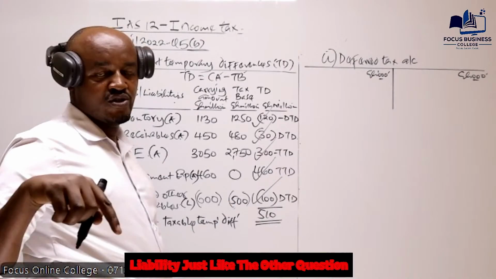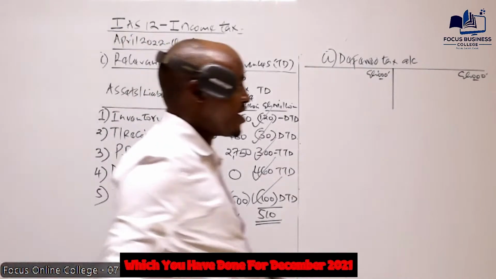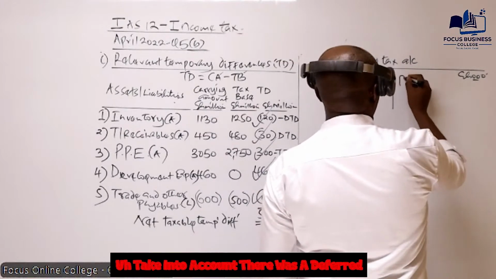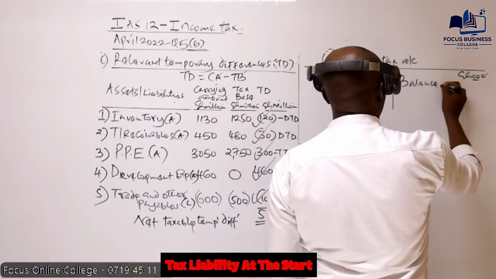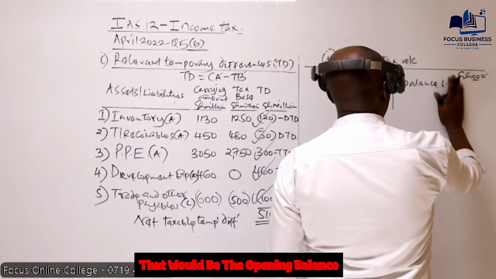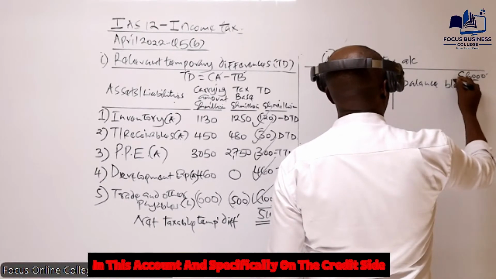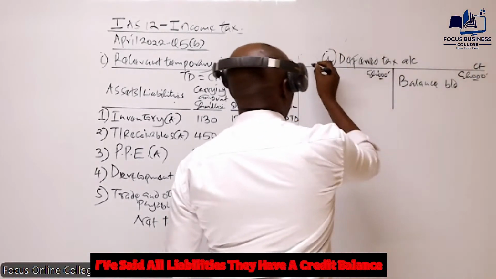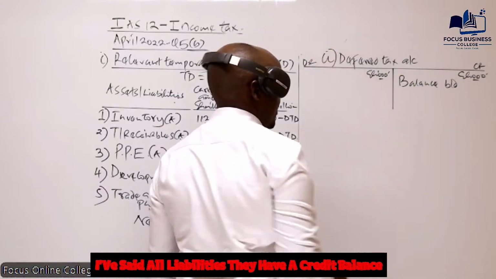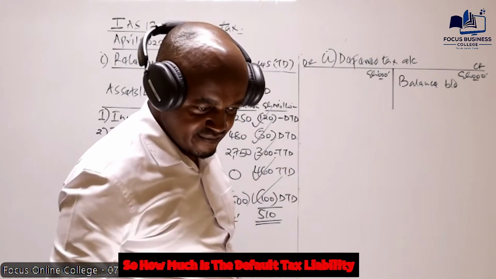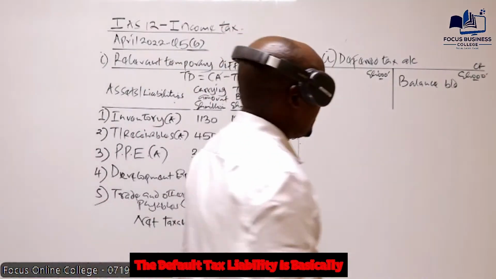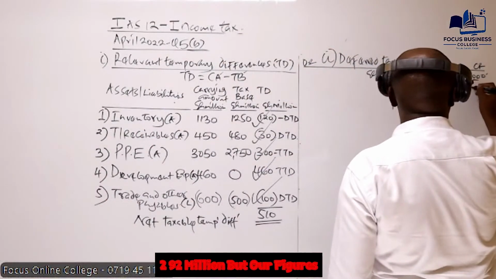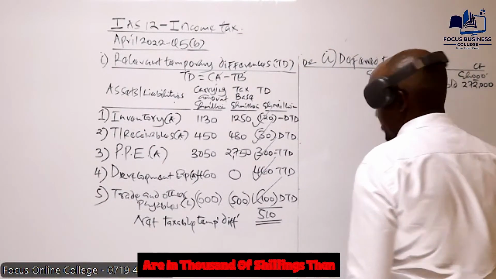So at the start of the year, as per note number 6, there was a deferred tax liability, just like the other question which you have done for December 2021. That will be the opening balance in this account, and specifically on the credit side. I've said all liabilities have a credit balance. So how much is the deferred tax liability? The deferred tax liability is 292 million, but our figures are in thousands of shillings.